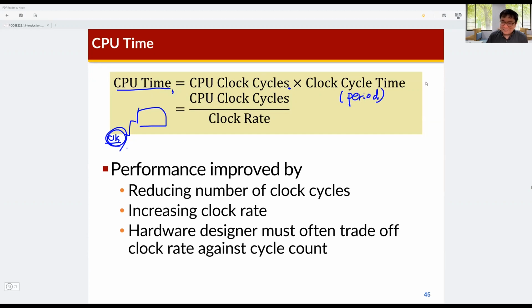Obvious, right? And then we can simply express this equation like this: number of clock cycles divided by clock rate. It's a frequency.